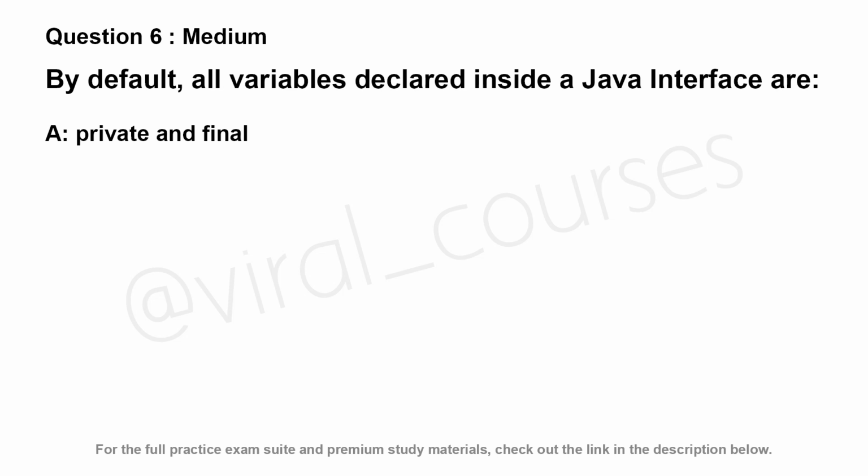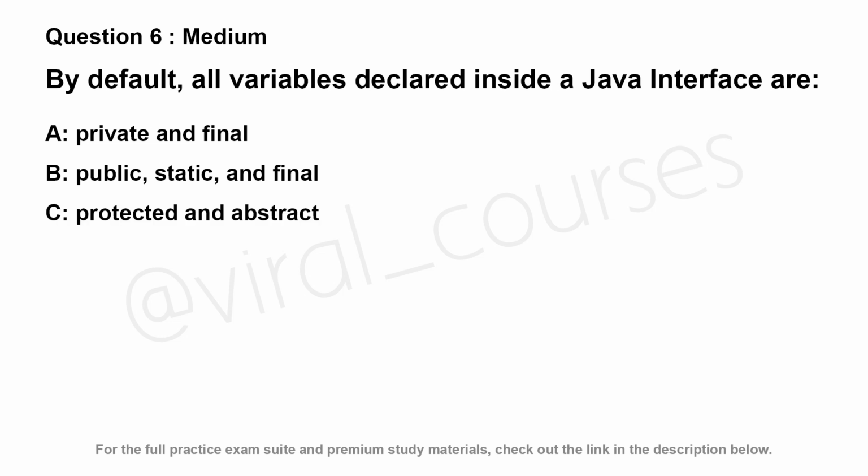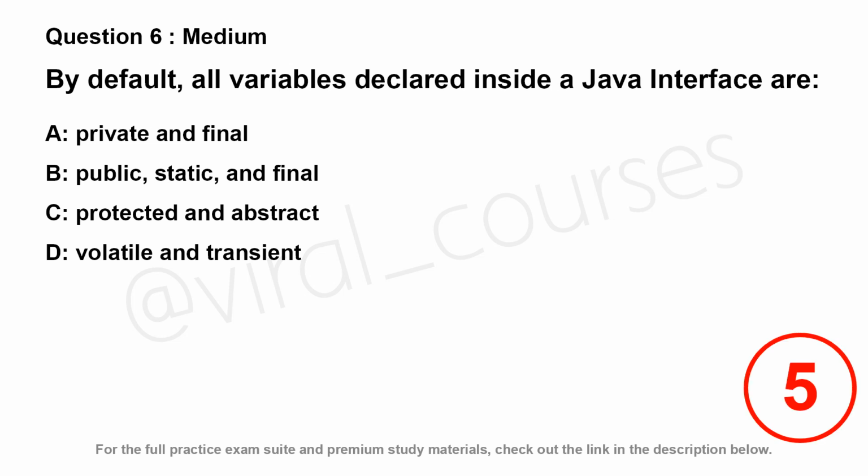By default, all variables declared inside a Java interface are: Option A, private and final. Option B, public, static, and final. Option C, protected and abstract. Option D, volatile and transient.